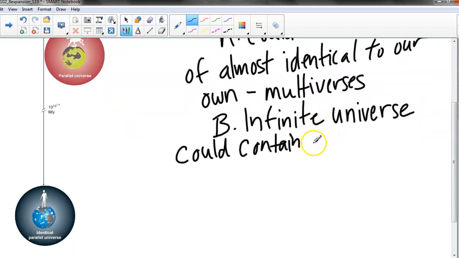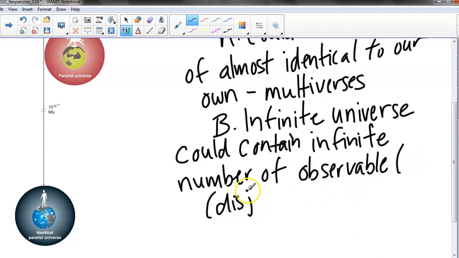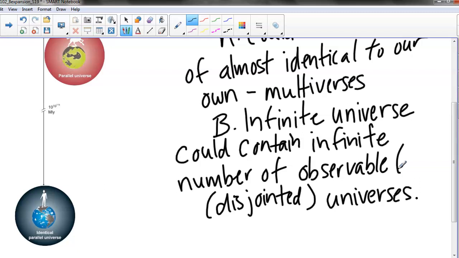So here's another idea that we talked about. An infinite universe could contain an infinite number of observable but disjointed universes. Disjointed, meaning not connected. Remember when we talked about inflation, everything within our horizon? Well, other people could have different horizons, disjointed, right? Observable universes. So the difference between an infinite universe and an observable universe is just what the person inside of it can see to their own horizon.